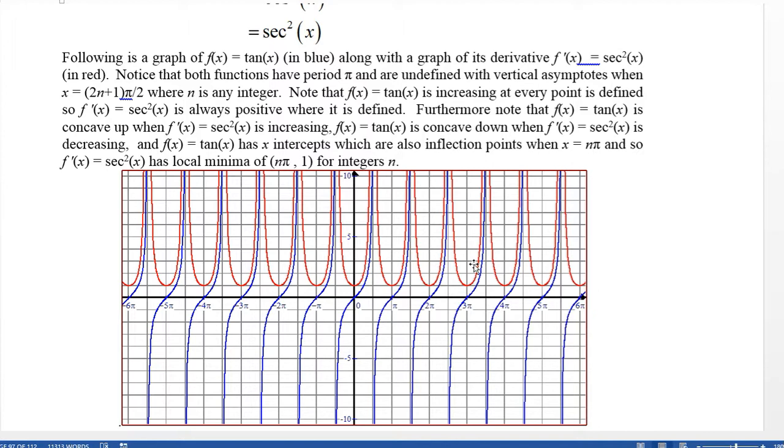Notice that the original function, tangent of x, has x-intercepts, which are actually also inflection points, and that occurs at integer multiples of pi. And at every one of those places, it's an inflection point going from concave down to concave up. So the second derivative has a 0 at these places where the inflection points occur on the original function, and they're the same places where the derivative function has a minimum.